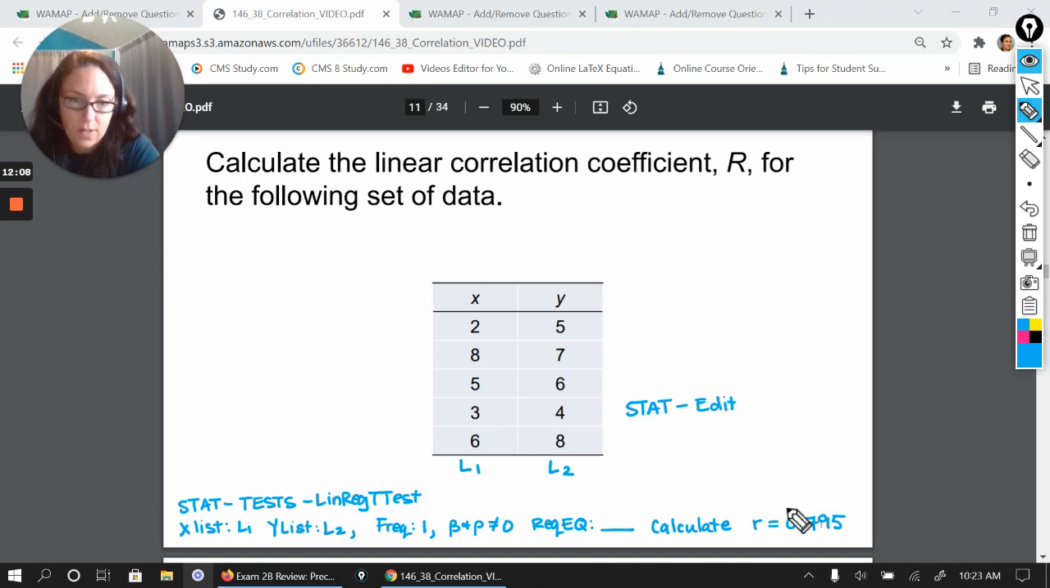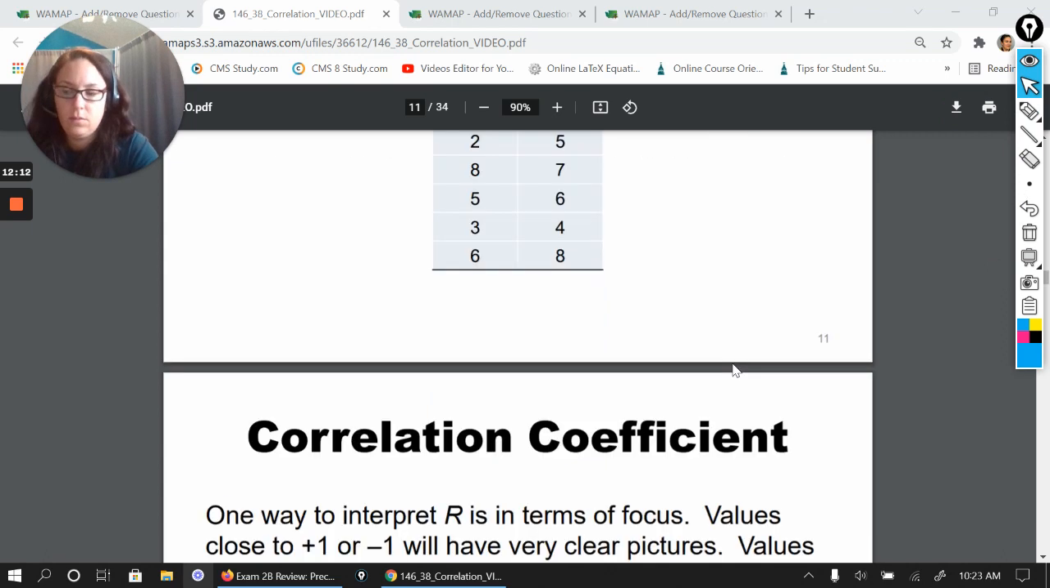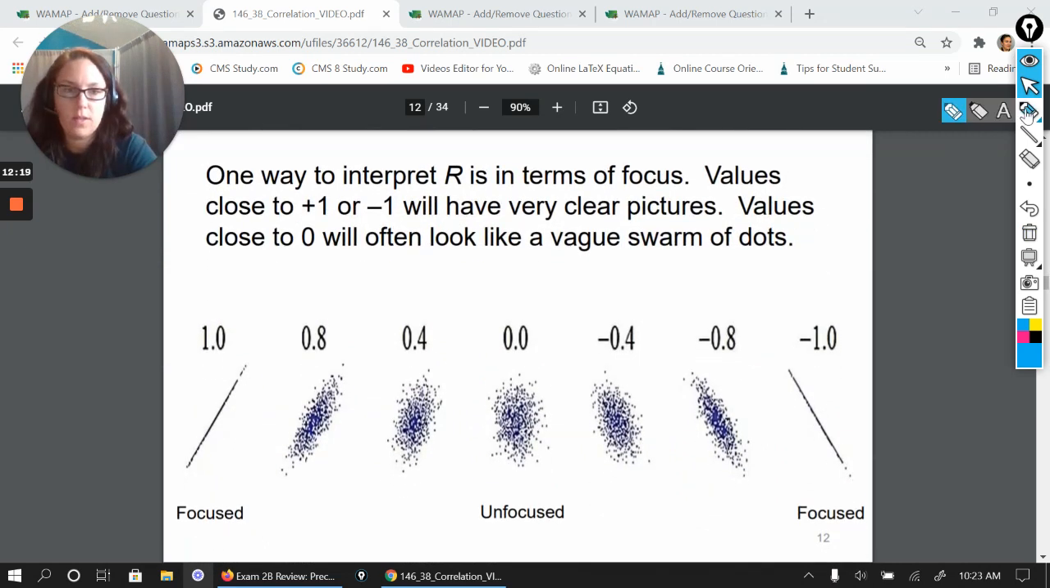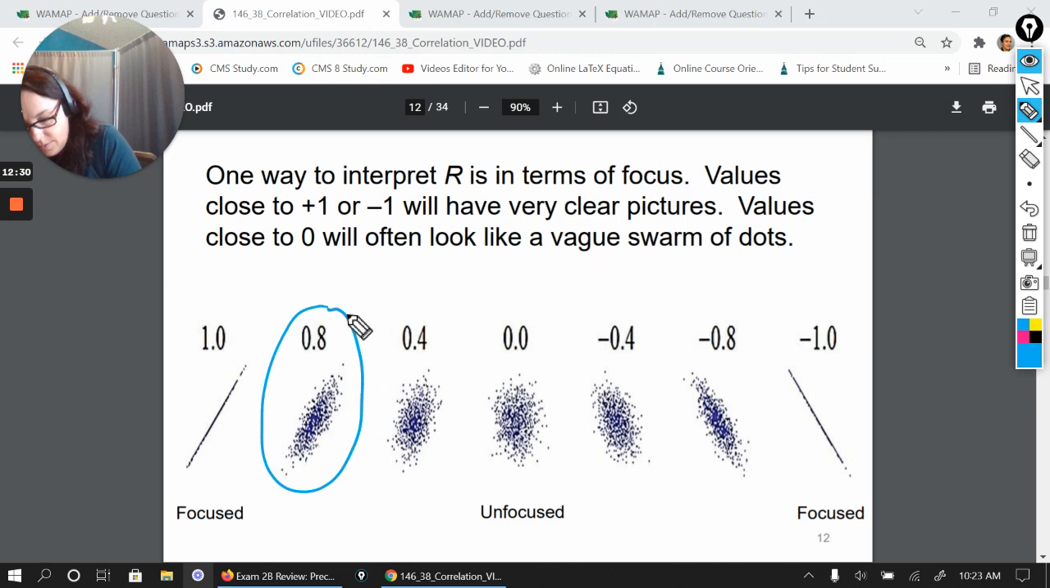So how do we interpret this R value of 0.795? One way to interpret R is in terms of focus. Values close to +1 or -1 will have very clear pictures. Values close to 0 will often look like a vague swarm of dots. So this picture is about what we would have seen in our example 3. Example 3 had an R value of 0.795, which is very close to 0.8. So we would have seen a picture sort of like this if we looked at the scatter plot.